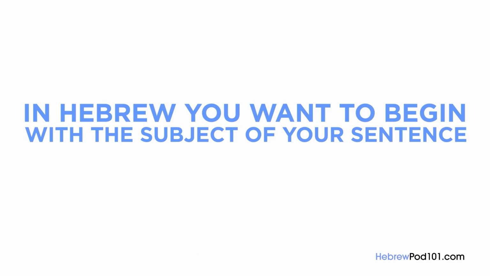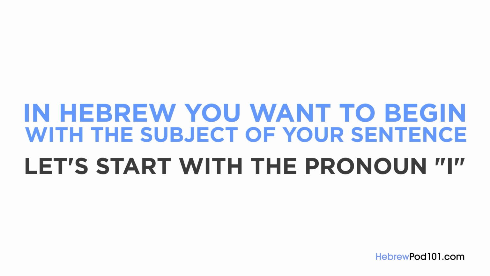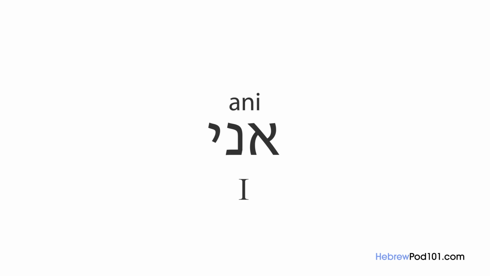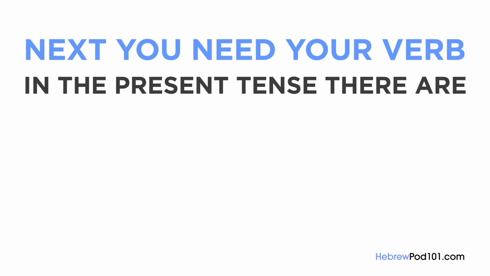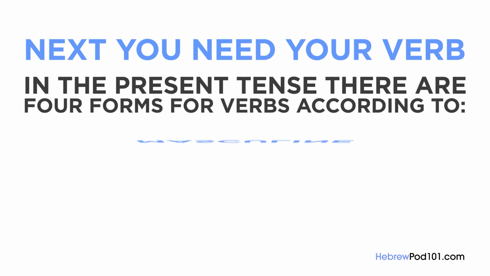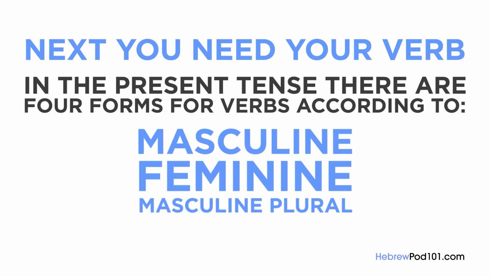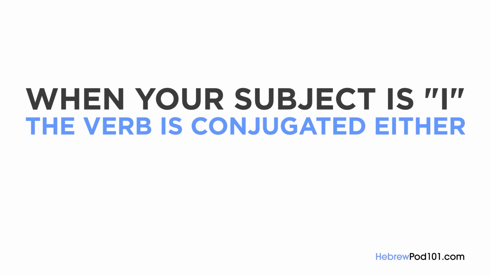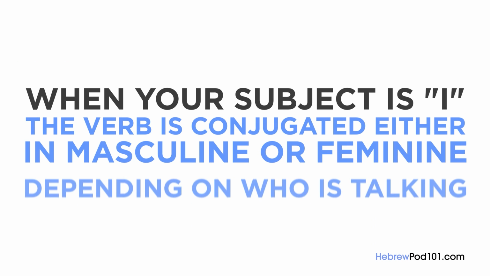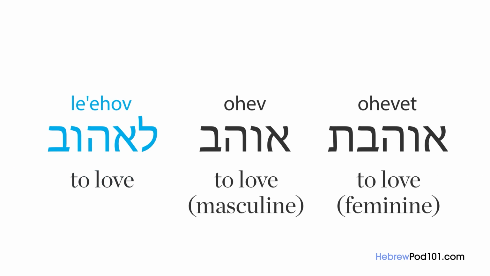In Hebrew, you want to begin with the subject of your sentence. Let's start with the pronoun I. In Hebrew, that's ani. Next, you need your verb. In the present tense, there are 4 forms for verbs according to masculine singular, feminine singular, masculine plural, and feminine plural. When your subject is I, the verb is conjugated either in masculine or feminine, depending on who is talking. Using the verb to love, le'ehov, as an example, the masculine is ohev, and the feminine is ohevet.